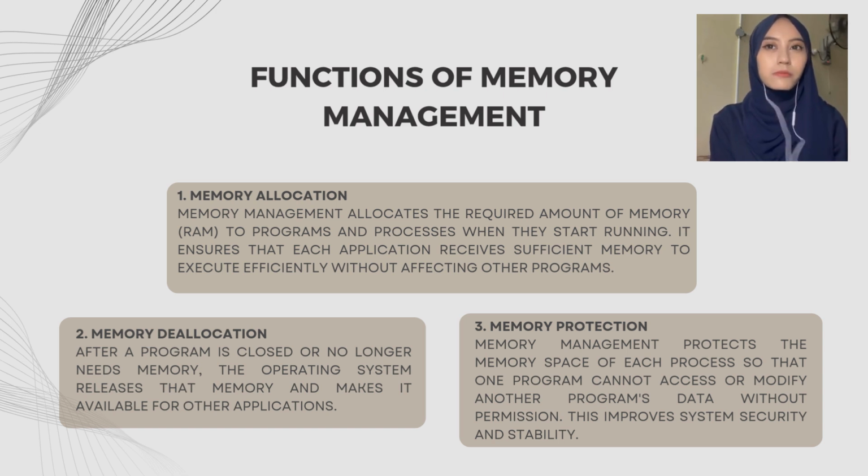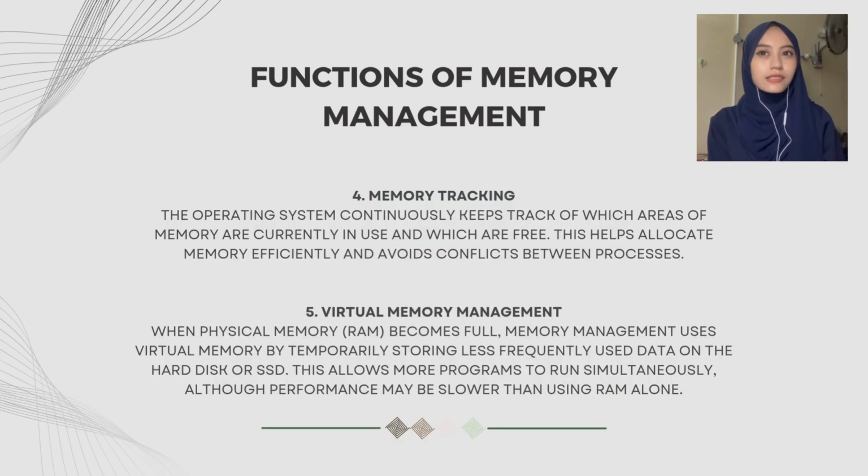The third one is memory protection. Memory management protects the memory space of each process so that one program cannot access or modify another program's data without permission. This improves system security and stability. The fourth is memory tracking. The operating system continuously keeps track of which areas of memory are currently in use and which are free. This helps allocate memory efficiently and avoids conflicts between processes. For example, Windows monitors available RAM to decide whether a new application can be loaded.